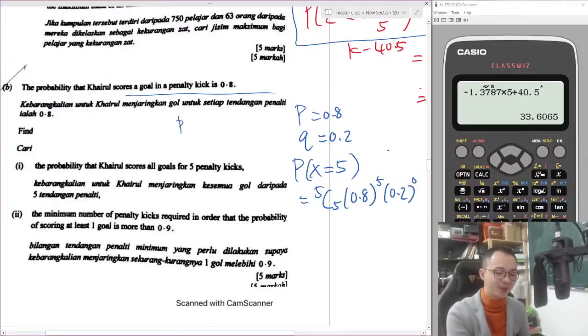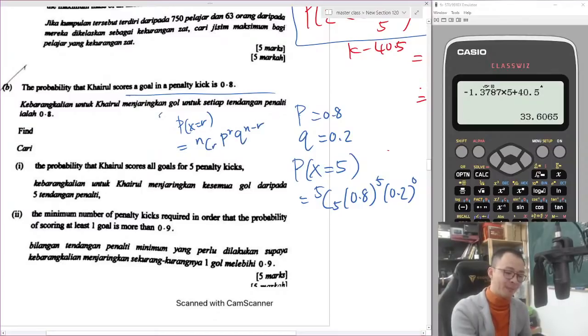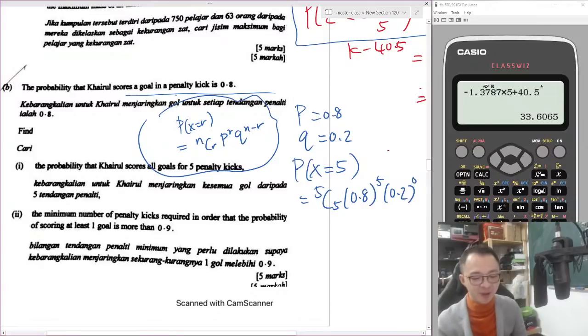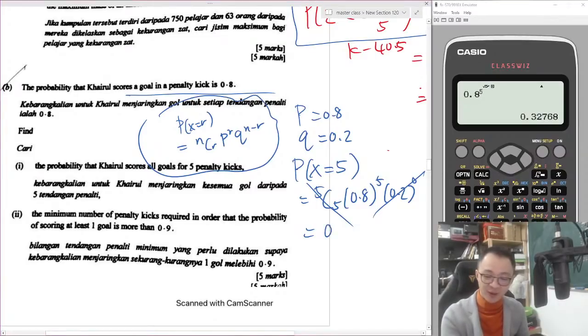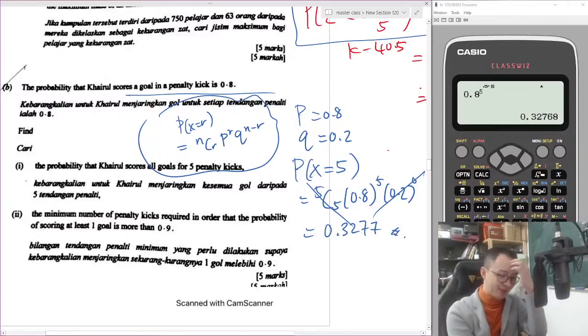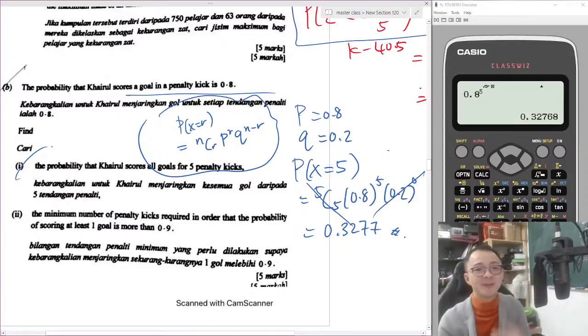Every time I also write down the formula for some students. Using this formula, 5C5 is 1, 0.2 to the power of 0 is 1, so I just need to do 0.8 to the power of 5 here. So my answer is 0.3277. Okay, done. I believe it's about 2 marks because it's very easy here.